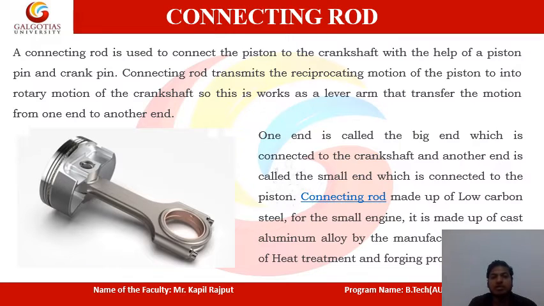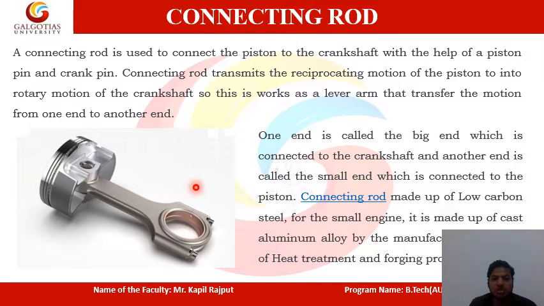Moving further, now you can see here the diagram of the connecting rod clearly visible on the screen. This is known as the connecting rod. Here you can see the big end, here you can see the small end. The connecting rod is used to connect the piston to the crankshaft. This part is connected to the piston and this part will connect to the crankshaft, with the help of a piston pin and the crank pin. Here you will see the piston pin, and this is the crank pin.